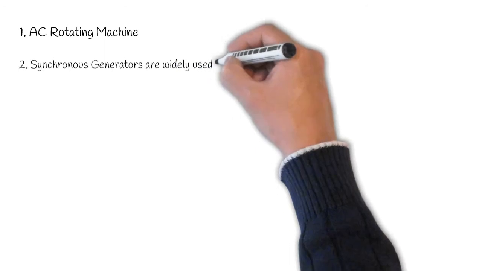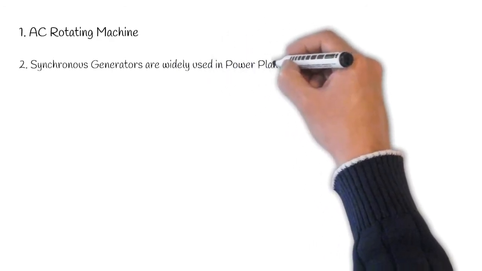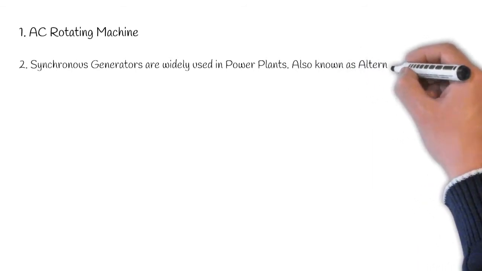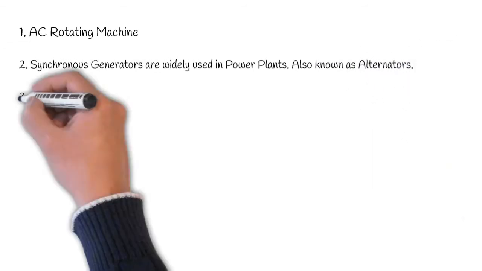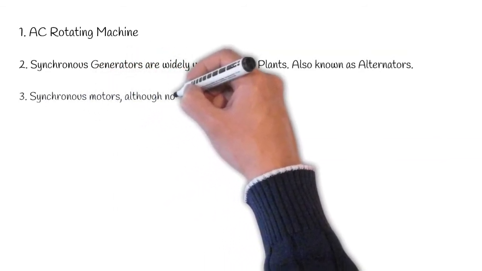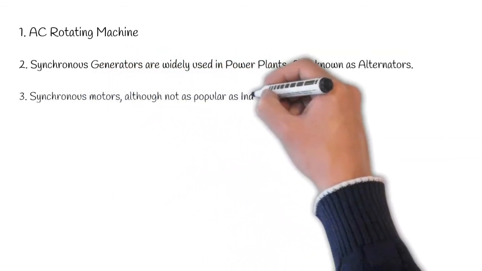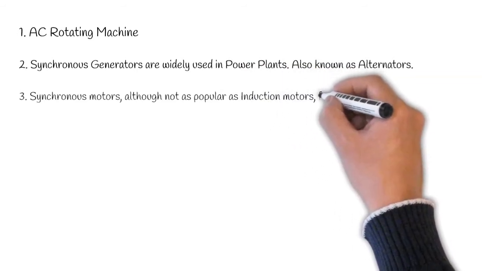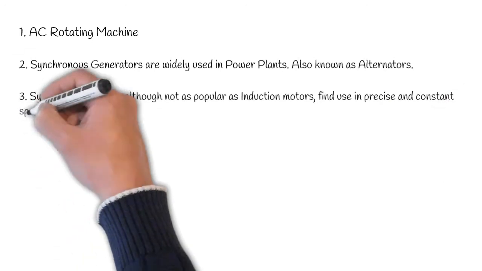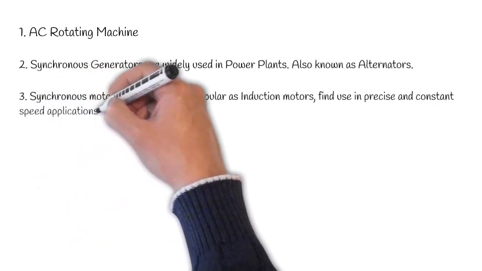Now, synchronous machines, as synchronous generators, have been widely adopted in power plants. They are also known as alternators, while as synchronous motors, not as popular as induction motors, they do find a great deal of use where precise and constant speed applications are required.